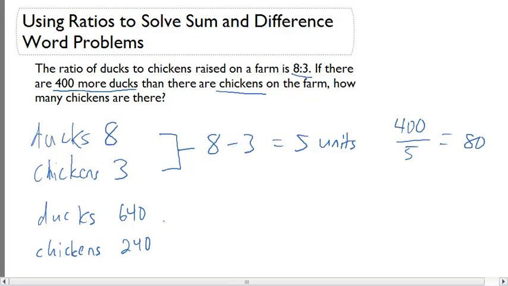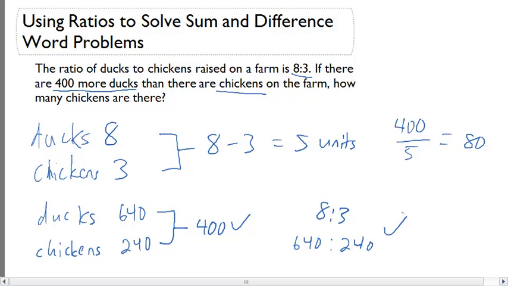Now, there's going to be two ways that we can check to make sure that we're right. First, we have to make sure that these two actually say what the problem wants us to have. If there are 400 more ducks, let's do a simple subtraction, 640 minus 240, that does give us the 400, that checks out. And the ratio of 8 to 3 is equivalent to my new ratio of 640 to 240.